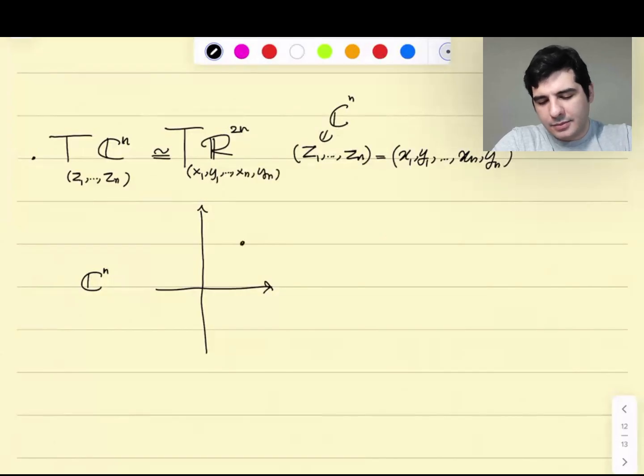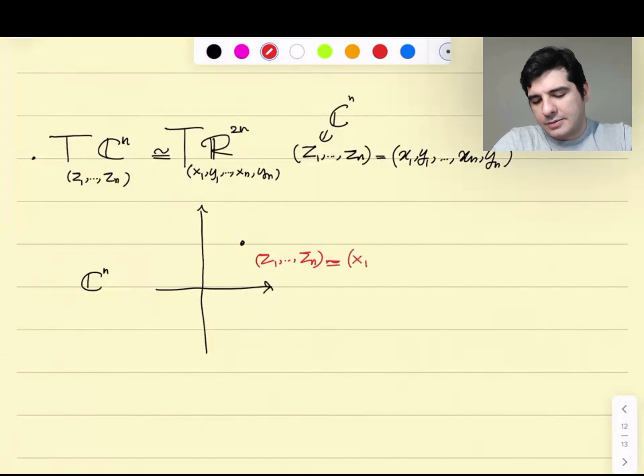So let's say this is a point (z1, ..., zn) in Cn. If you think about it, this is the same as (x1, y1, ..., xn, yn), a point inside R2n. And then we are looking at the tangent space of Cn at this point.